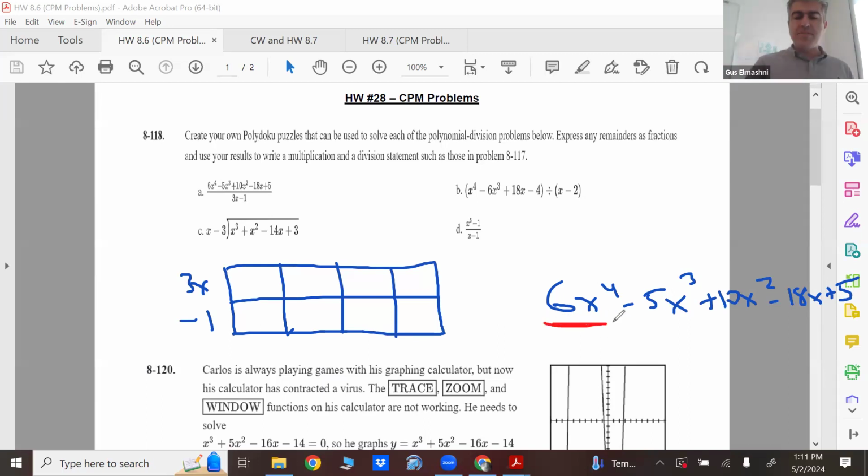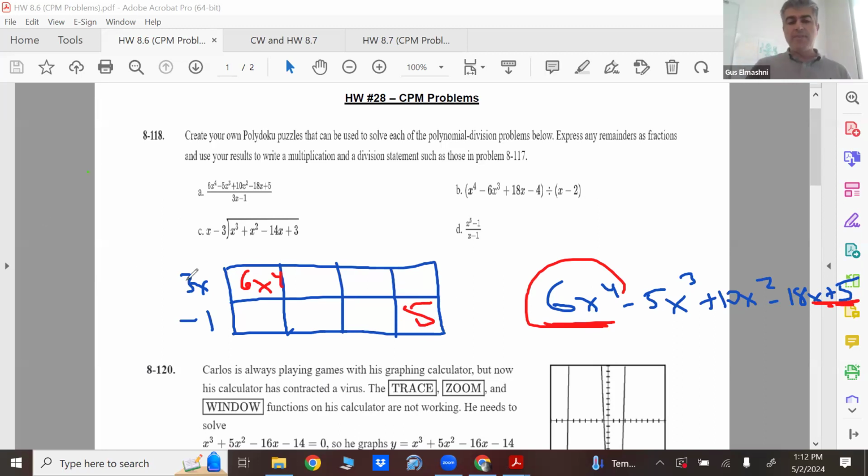What's the leading term here, guys? So that should go right here. What's the last term, guys? 5. That goes right here. Now you're going to reverse engineer. It's not that hard once you get the hang of it. It's actually kind of cool.